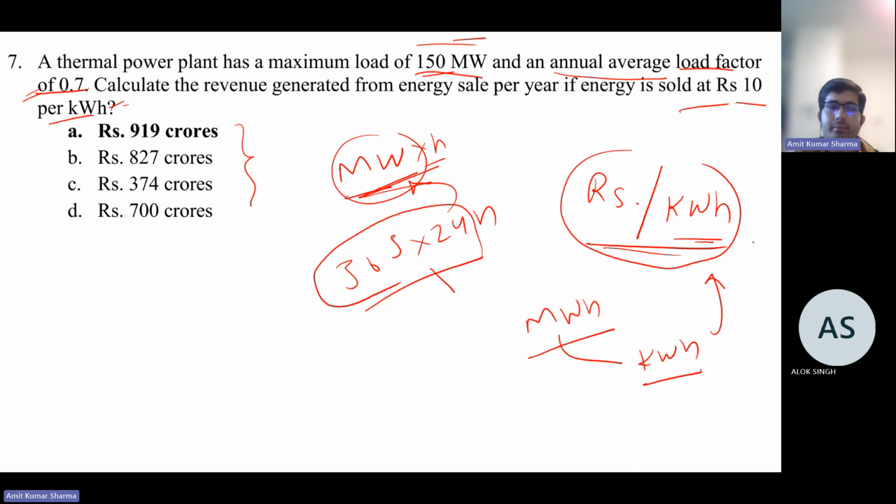Any answer? Sir, 0.9198, I think. 0.91... 98. Yeah. So you can see the options. The options are in crores. You have to convert into crores.